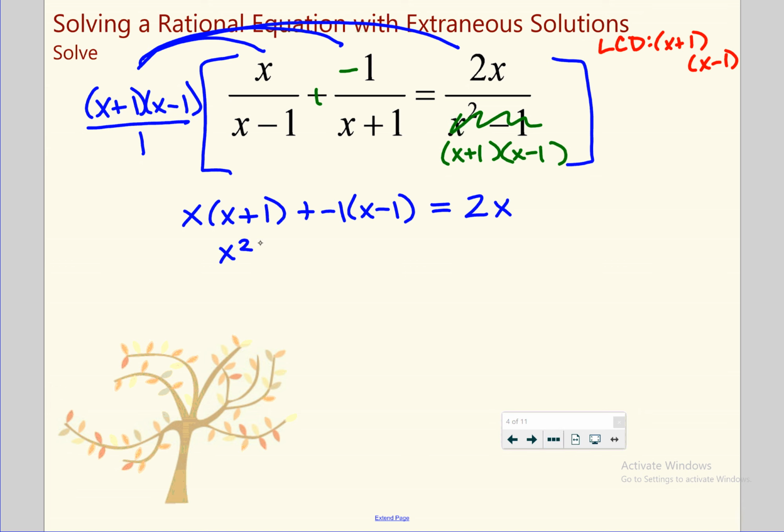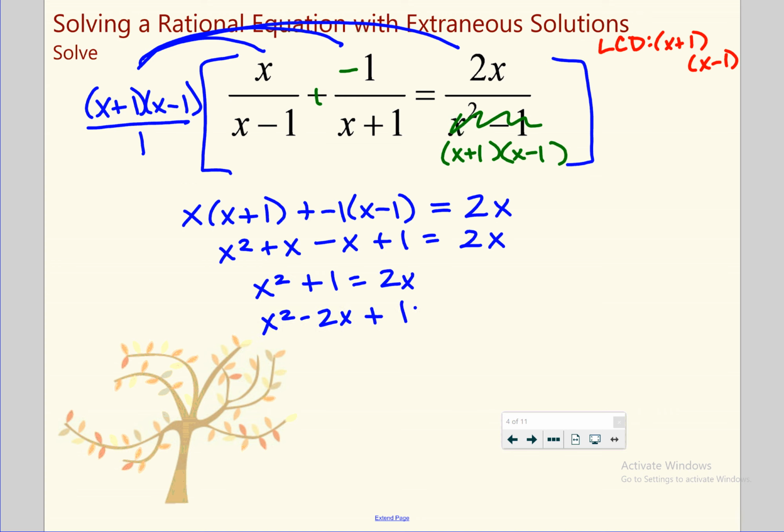All right, so I'm going to distribute the x in. Distribute the negative 1 in, so minus x plus 1 equals 2x. The x's are going to cancel. x squared plus 1 equals 2x. Set equal to 0: x squared minus 2x plus 1. And then this is when we factored earlier, right? What multiplies to 1 and adds to negative 2? Something similar to it: x minus 1, x minus 1. So x equals 1. Okay.